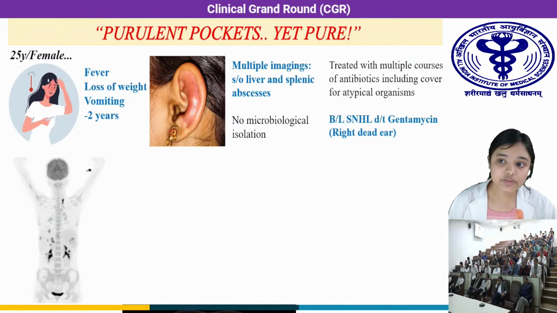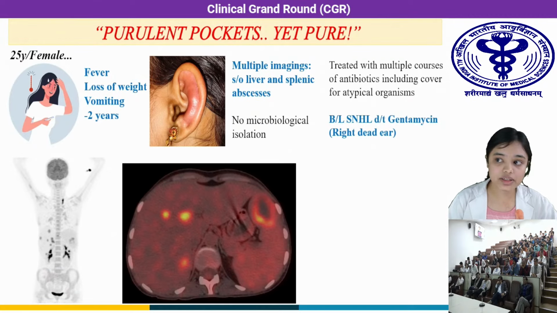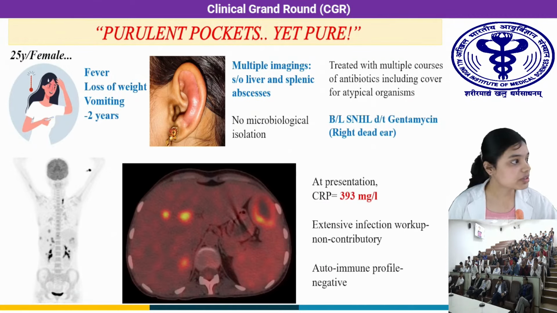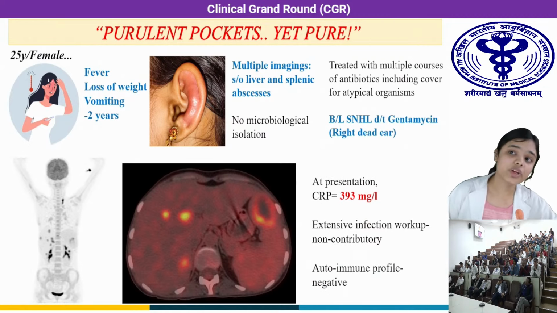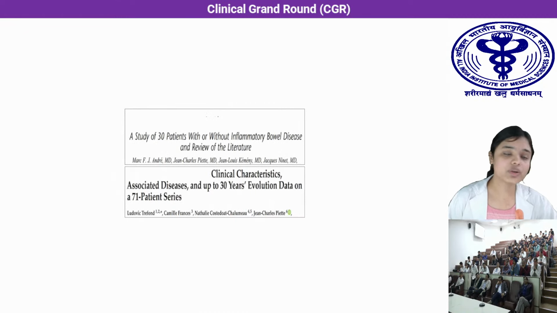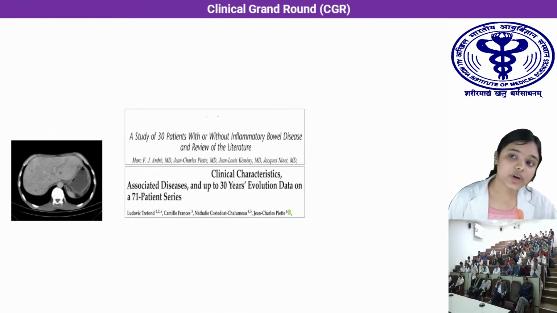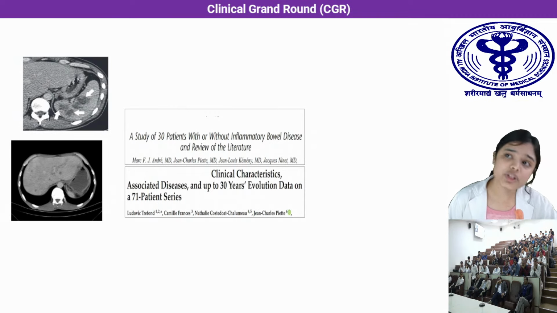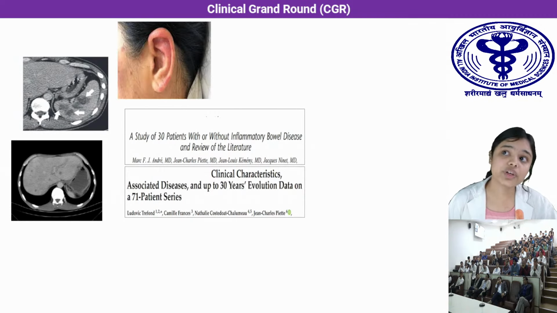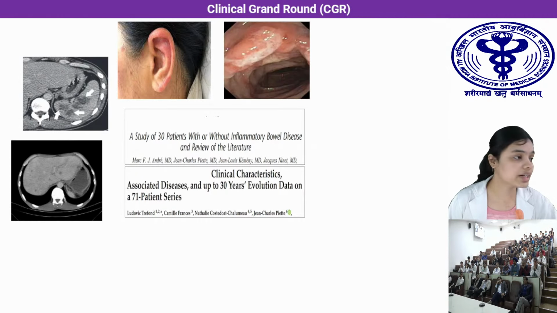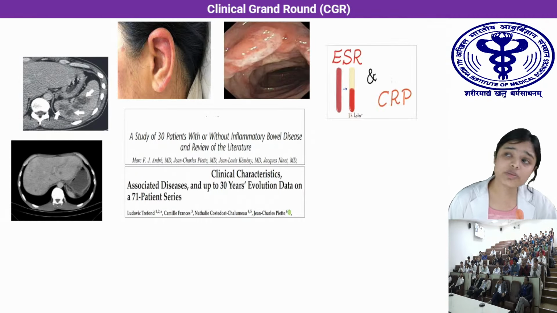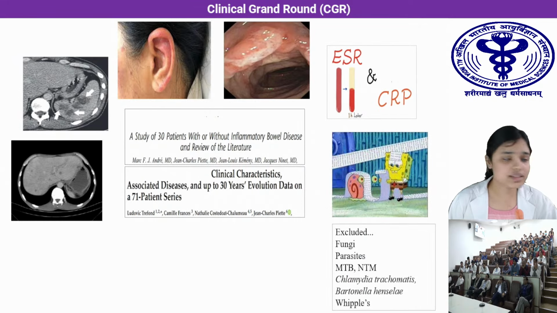When she came, we did an FDG PET scan, which showed multiple lesions in her liver and spleen, which were FDG avid. We did an extensive infection and autoimmune workup. Everything turned out to be non-contributory. So we went back and reviewed the literature, and we found similar patients being reported who had intra-abdominal abscesses. A majority of these patients had associated inflammatory conditions elsewhere, frequent ones being relapsing polychondritis and inflammatory bowel disease. These patients had raised inflammatory markers. Extensive infection workup did not reveal anything significant.